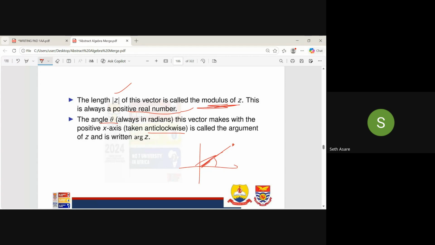So that angle that we are going to measure, we are saying that it is called what? The argument of the complex number Z. And look at how it is written. Arg Z is just asking you what is the angle between the line connecting that complex number and the positive x-axis, measuring it anti-clockwise. That is it.